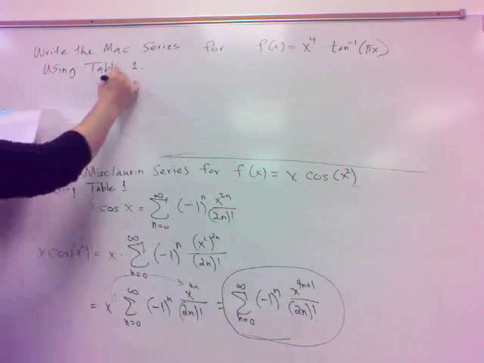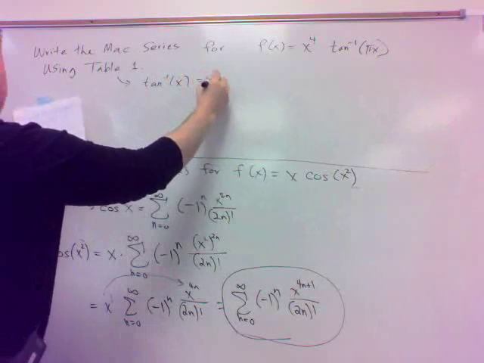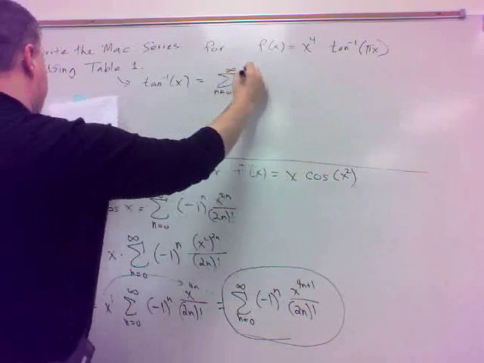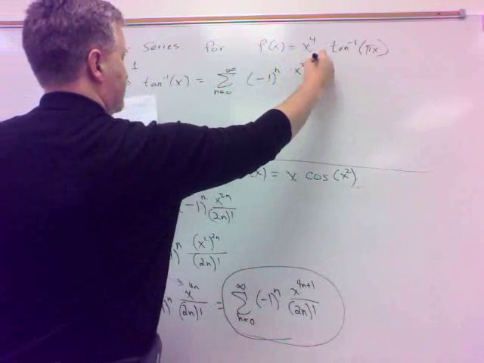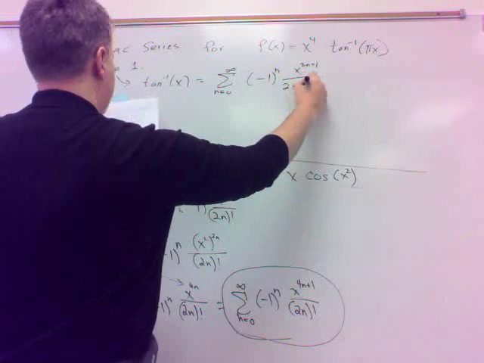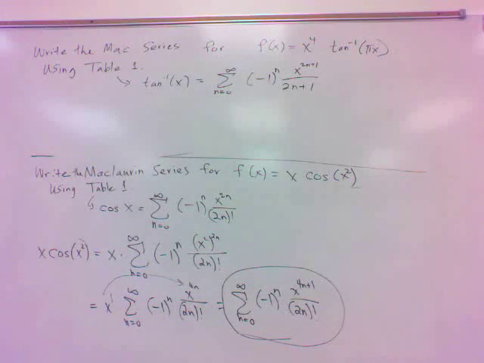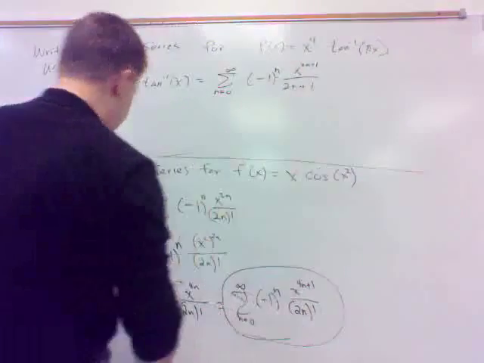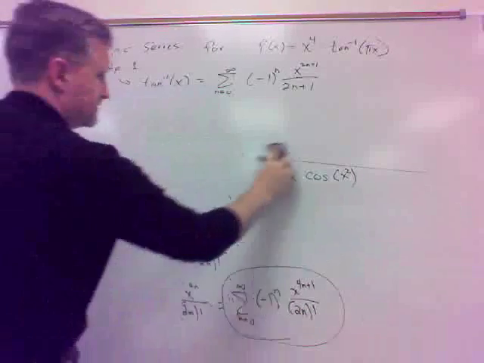From table 1, we know that the tan inverse of x is the series n equals 0 to infinity, negative 1 to the n, x to the 2n plus 1 over 2n plus 1. That's what tan inverse is. Well, in this case, I want tan inverse of pi x and then times it by x to the 4th. So let's see what that gives us.